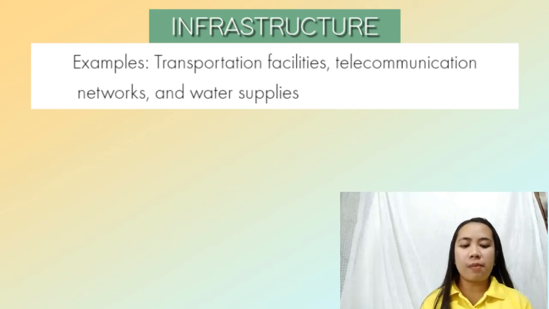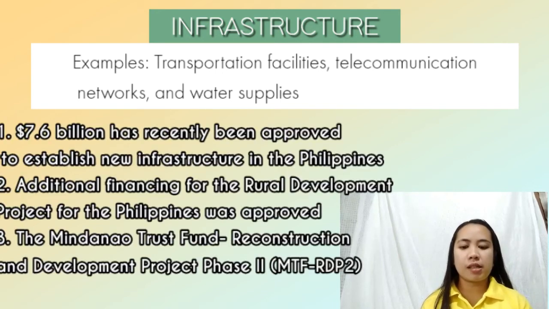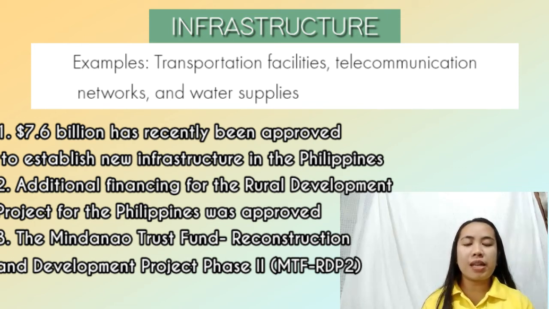Here are some facts about infrastructure in the Philippines. $7.6 billion has recently been approved to establish new infrastructure in the Philippines. President Duterte has plans for robust projects such as bridges, roads, and the Manila subway.